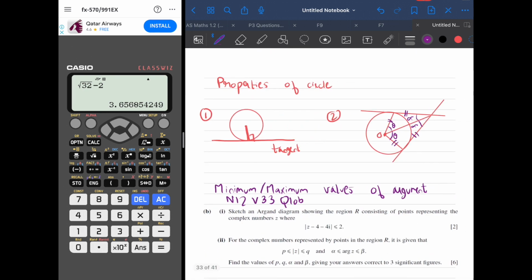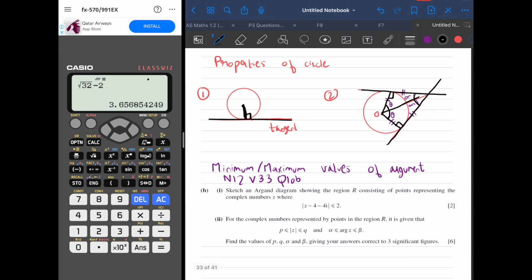Now comes maximum and minimum argument. For that, you should know two properties. What's the first property? Whenever a radius and a tangent meet, it makes 90 degrees. And then comes the fish property. When two tangents meet, the angle from the center, that means the radius, makes 90 degrees here. And these two angles are supplementary, meaning they add up to 180. And it's a bisector here.